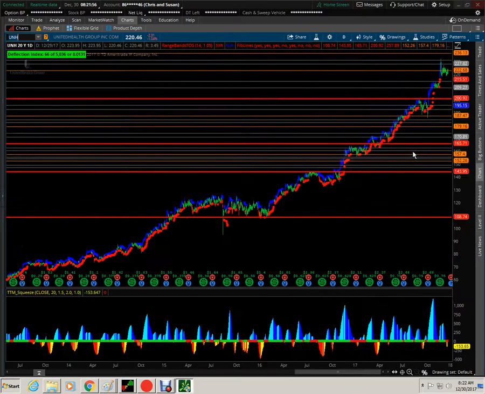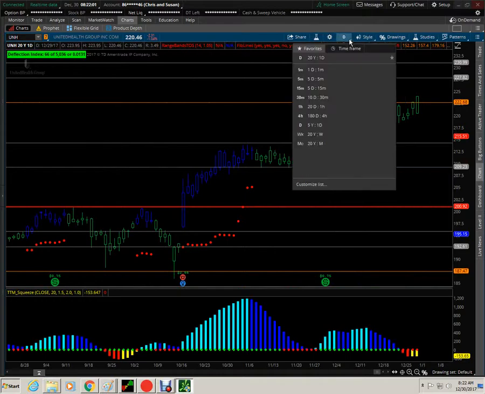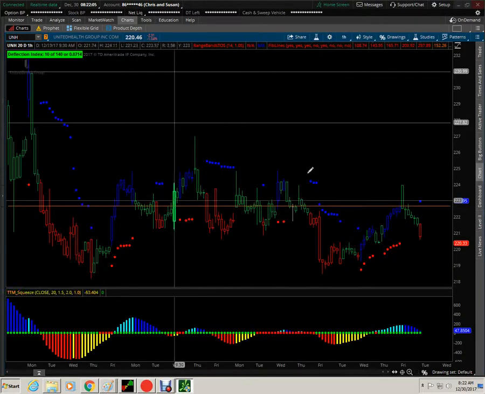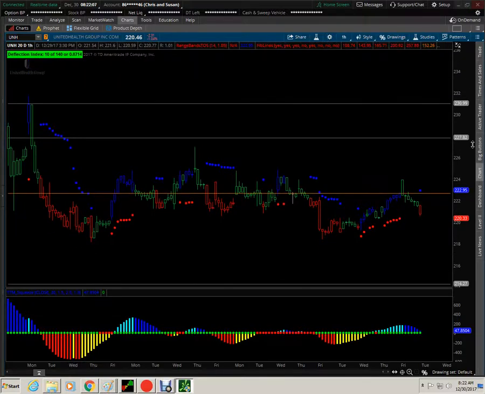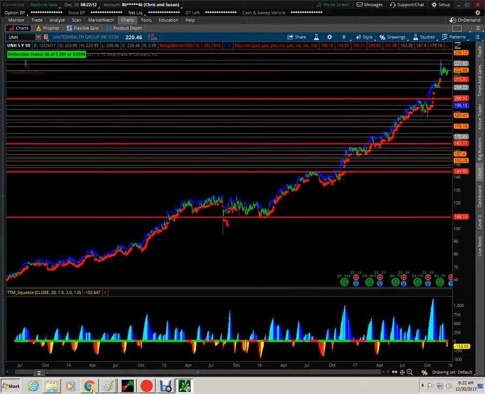And you can see that FibLines works kind of sometimes on multiple time frames. You can zoom into different time frames and notice how it obeys those lines. In this case, it seems to be kind of hugging the orange line at the hourly time frame.